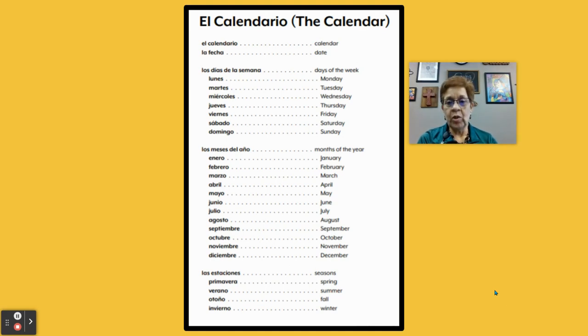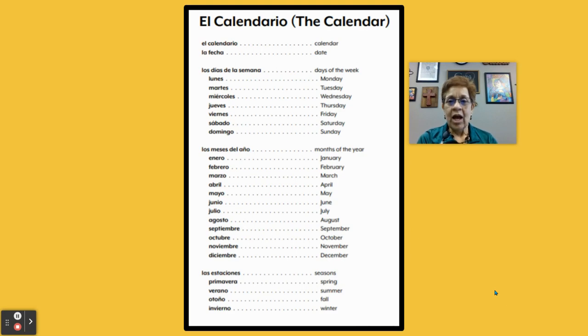Repeat then. Lunes, martes, miércoles, jueves, viernes, sábado, domingo.